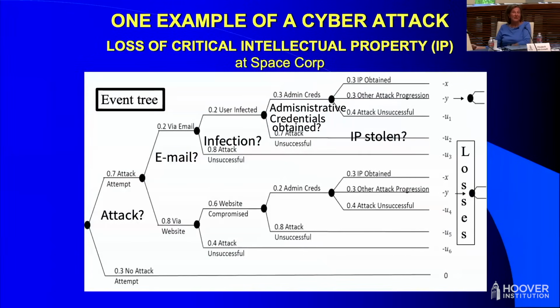And this is one example of a cyber attack that we put on an event tree. Is there an attack or no attack? If we have an attack, is it email or website, which is what they were most concerned about? If it's email, is there an infection of the whole system? If there is an infection, are the administrative credentials obtained? And if that's the case, is the intellectual property stolen? And what are the effects at the end of the event tree?